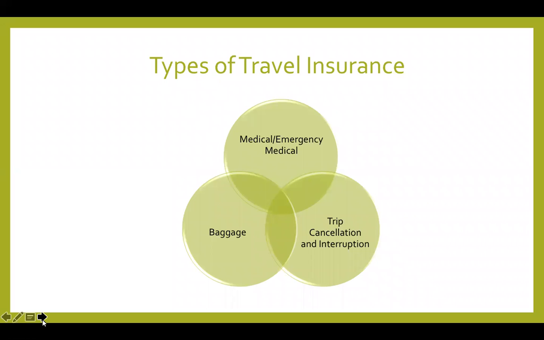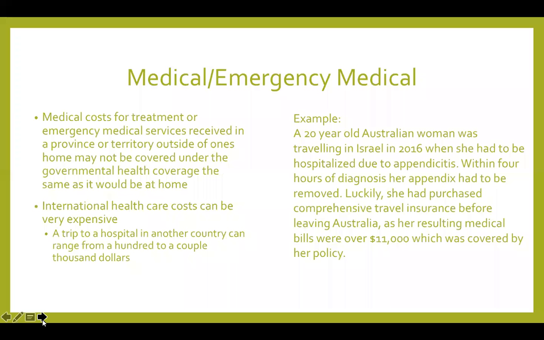Many different companies offer different types of travel insurance, but the typical types you will see are medical and emergency medical, trip cancellation or interruption, and baggage. Medical or emergency medical is the coverage that will cover any medical costs or emergency medical services that you have to receive while in a province or territory or an international country, as these costs can be quite extravagant. A trip to the hospital in another country can range from $100 to thousands of dollars.